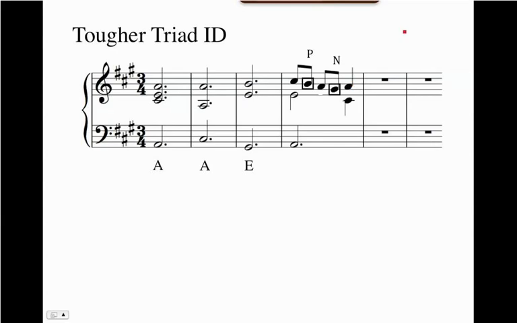And what we do here is we actually circle, or in this case square, but usually you draw a circle around what are called the non-chord tones. The B natural doesn't fit the chord, the G sharp doesn't fit the chord, but ultimately we would say this is an A chord that has some non-chord tones happening in it.